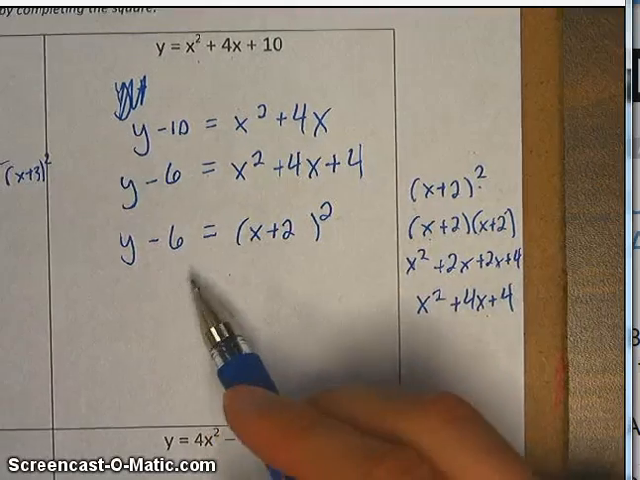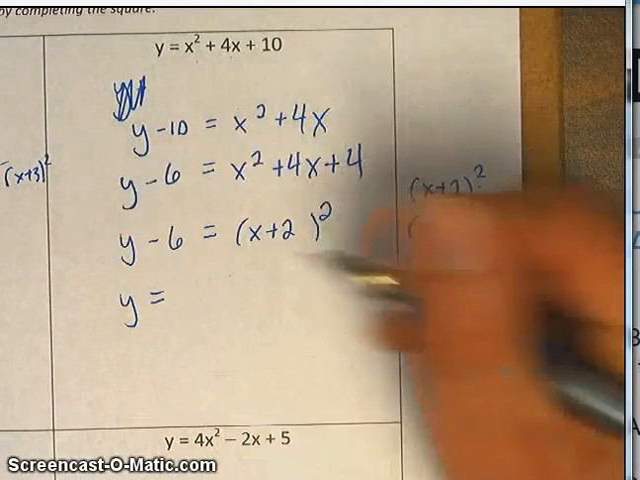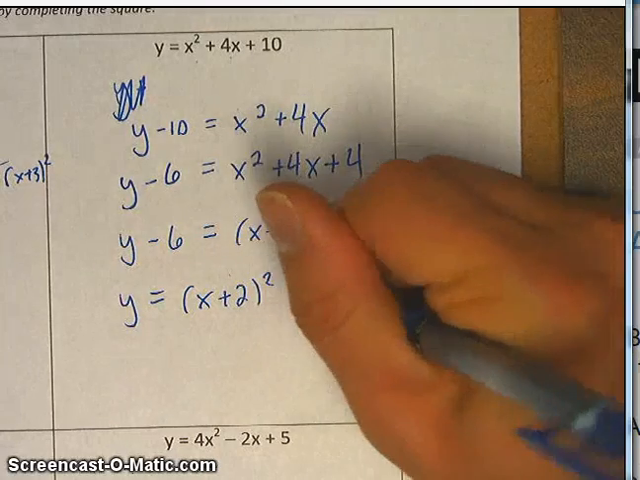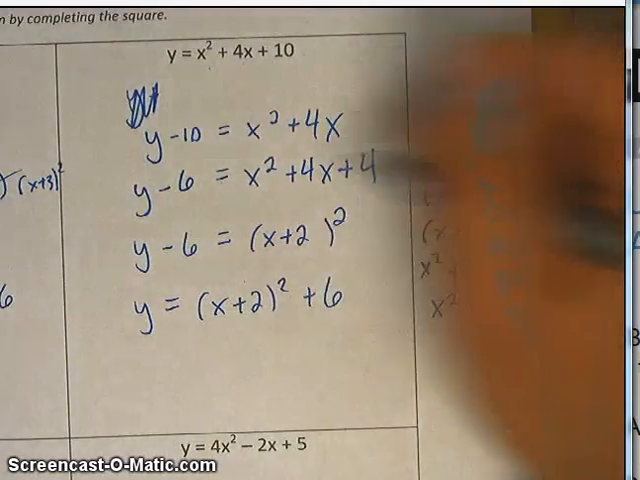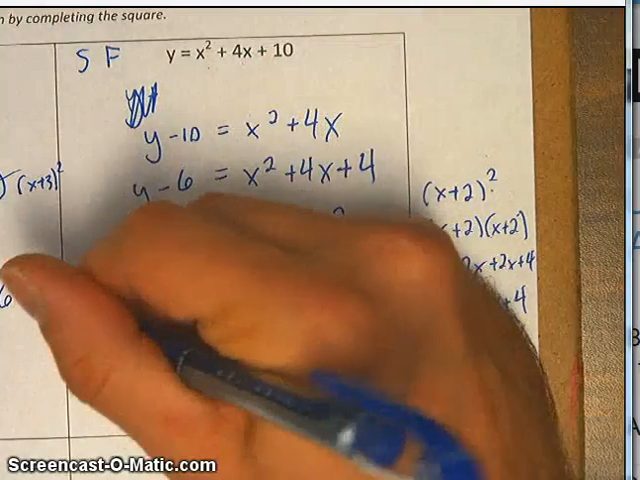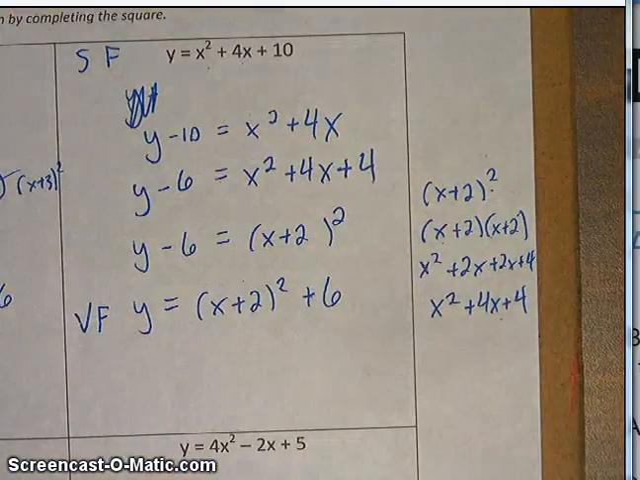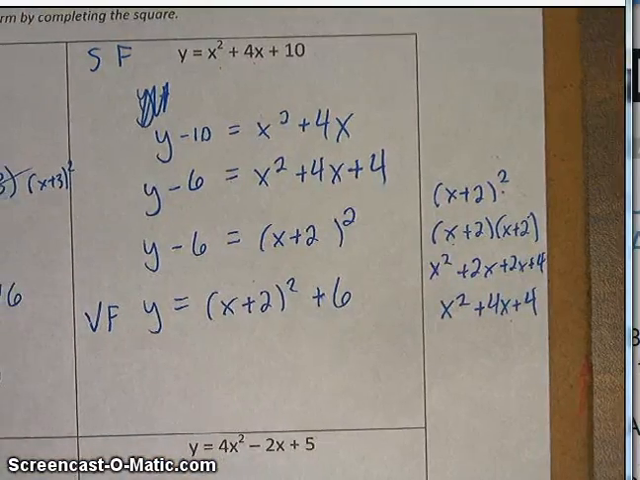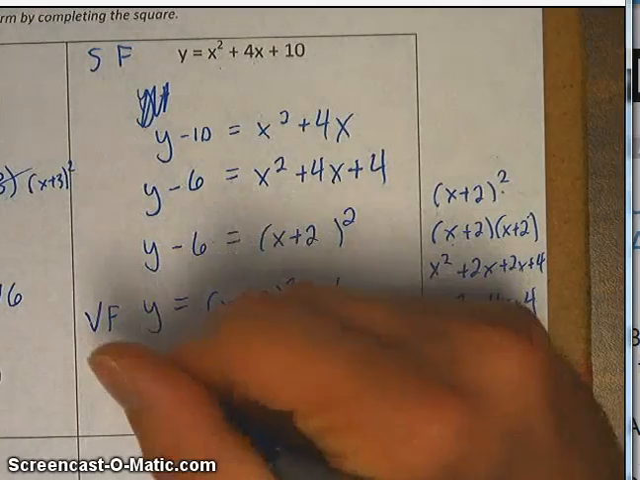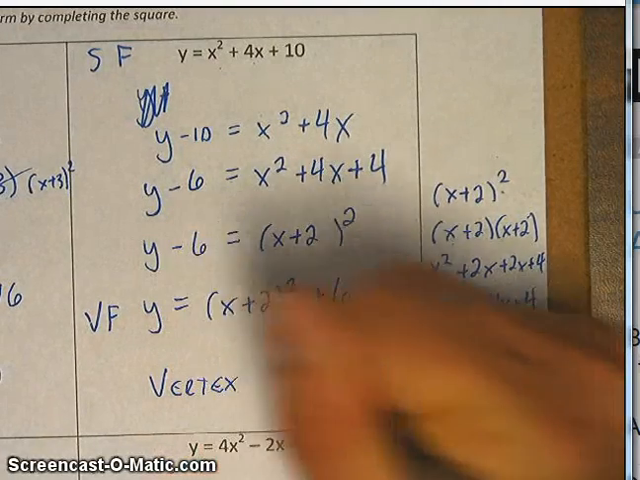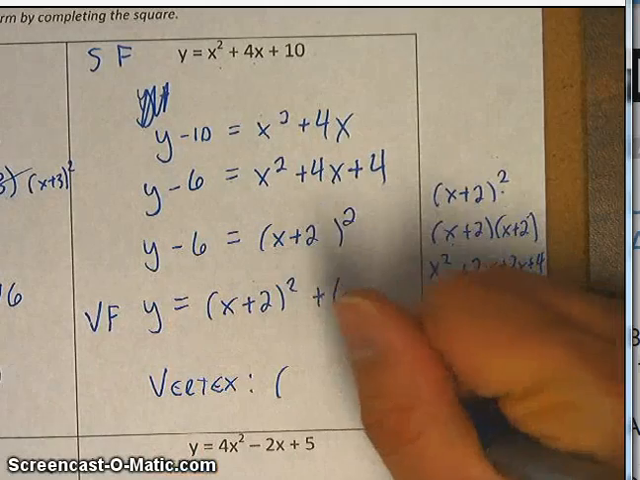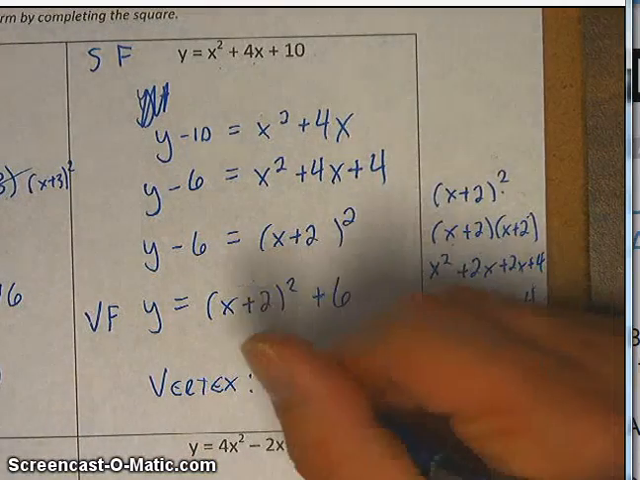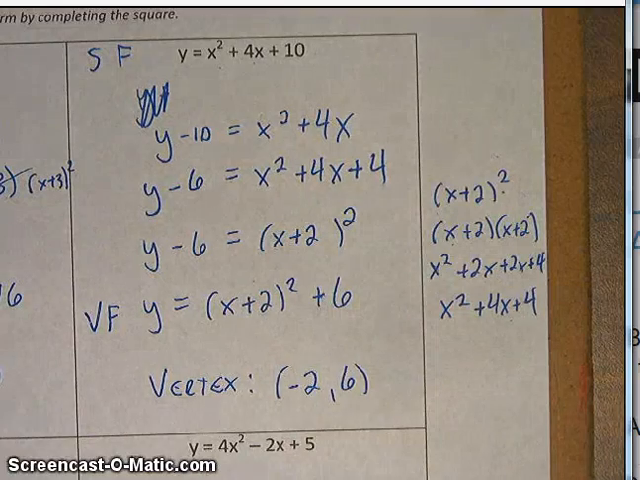All right, well, to get this thing into vertex form, we're going to add the 6 to both sides. x plus 2 squared plus 6. So this was the standard form. This is the vertex form. And from that vertex form, we can begin to identify key attributes. One of them, the most important one, is the vertex. In this case, the y-coordinate is the 6, the x-coordinate is the 2, but it's counterintuitive, so it's going to be negative 2.